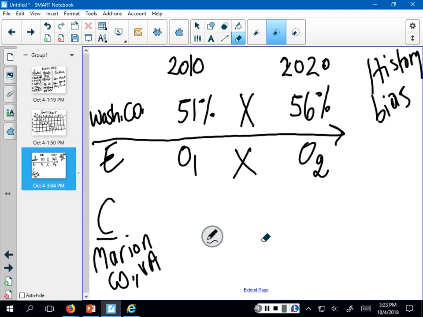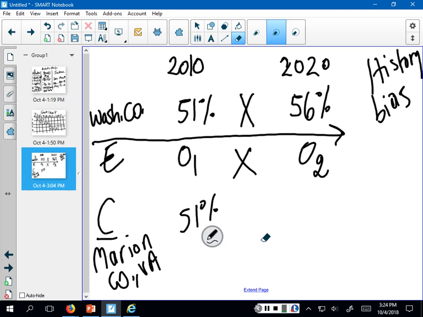And what are we hoping? The baseline rate of unintended pregnancy to be in Marion County, similar to Washington County, 50%, 51%, something like that. Let's say they're a perfect match, 51%. We do not do X in Marion County. Whatever program I'm doing here in Washington County, I do not do it in Marion County. And then 2020 arrives, I collect the same data in Marion County, and what am I hoping to find?